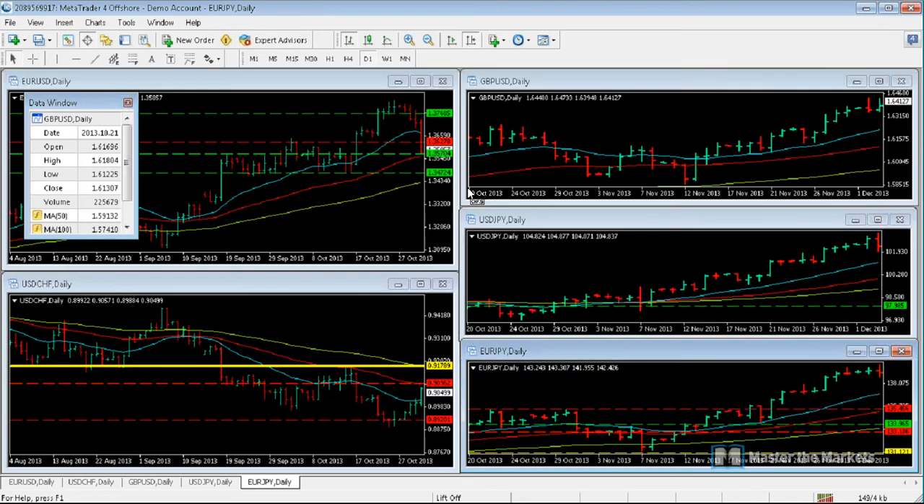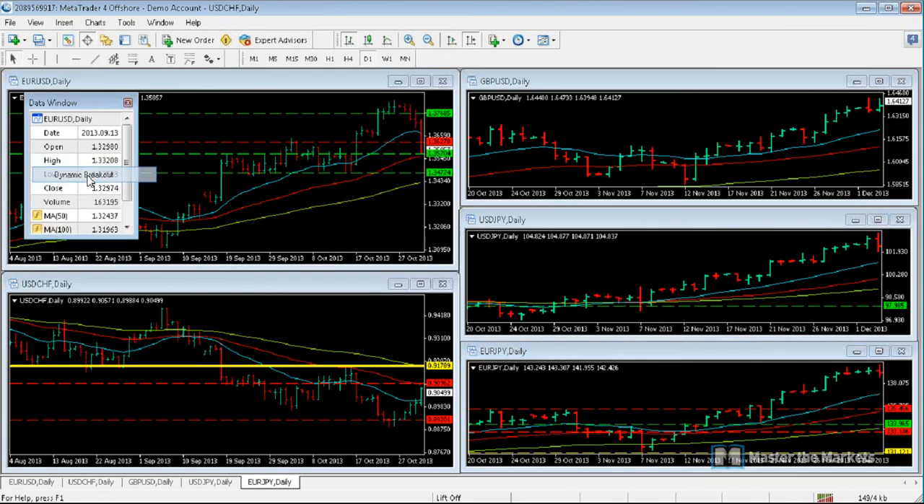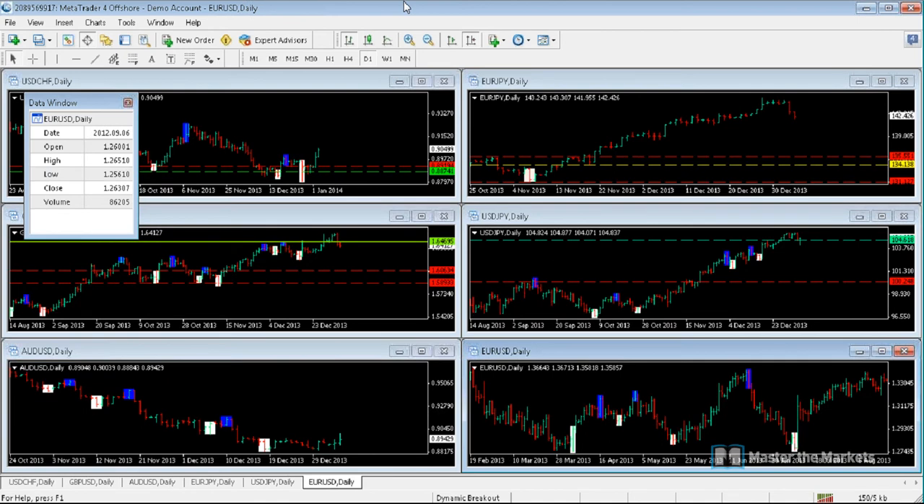The next strategy that I'm going to go over is the dynamic breakout. So I'm just going to get that set up and load it up. We're also going to open up the journal as well. So bear with me while we take those steps, and I'm going to be looking at the dynamic breakout next. Okay, so let's look at the dynamic breakout.